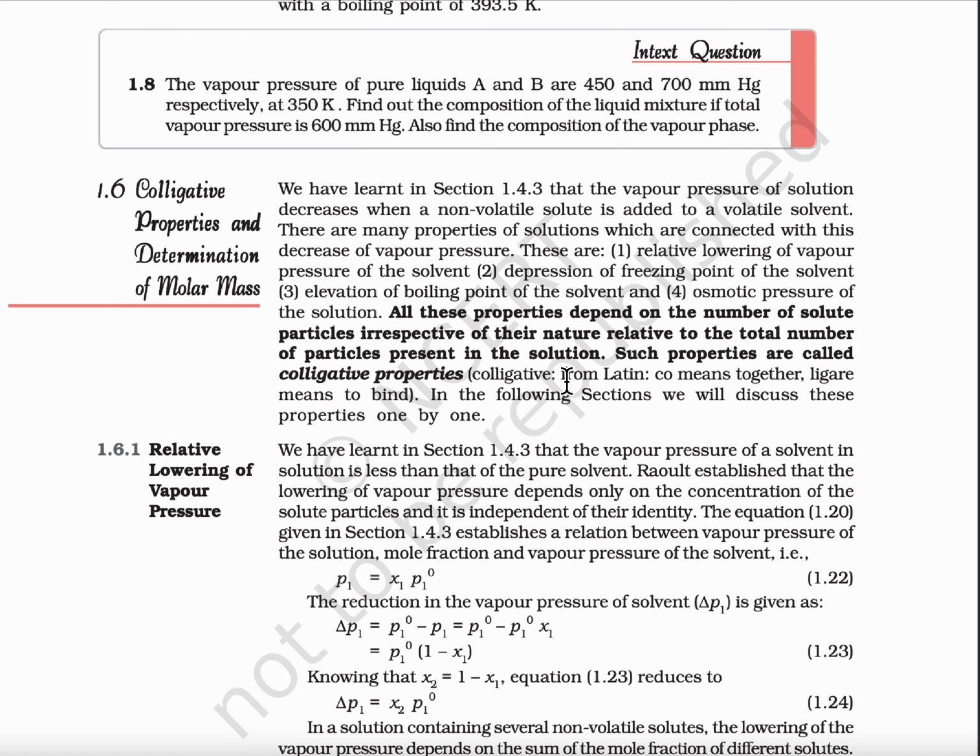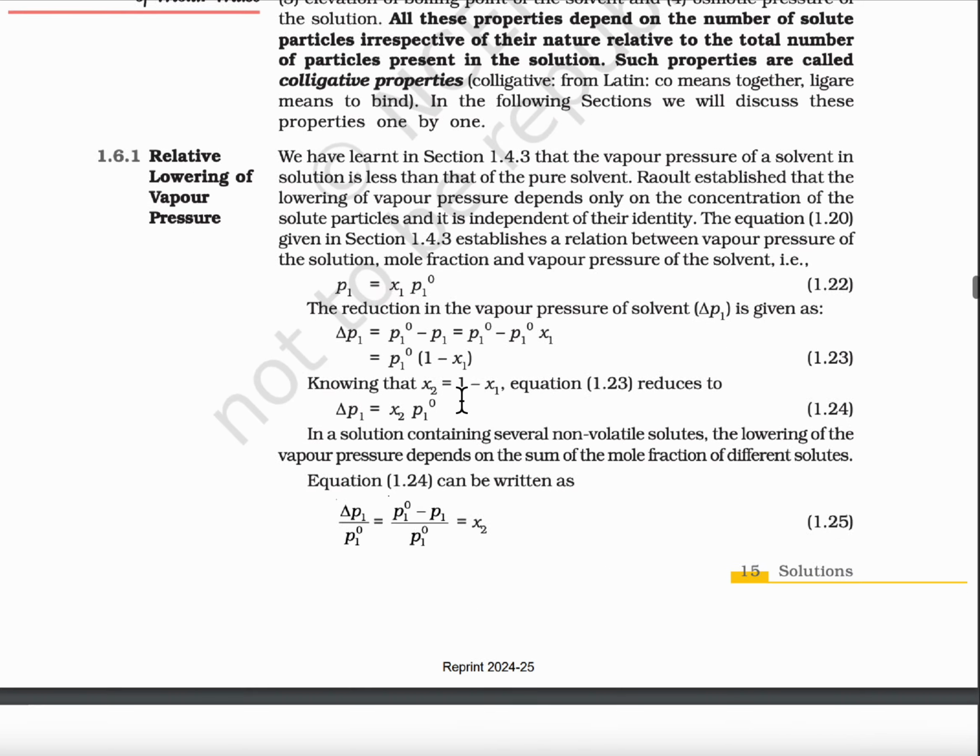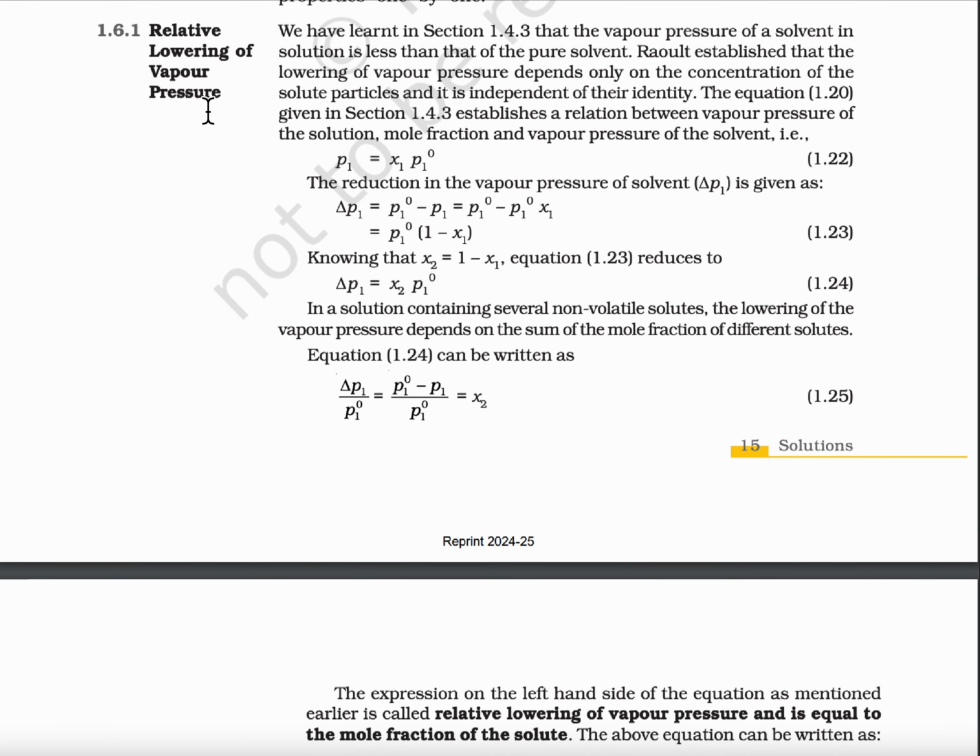Now, colligative from Latin: co means together, ligare means to bind. So, together bound particles, we are going to talk about their properties. Okay. Now, the first colligative property is relative lowering of vapor pressure.